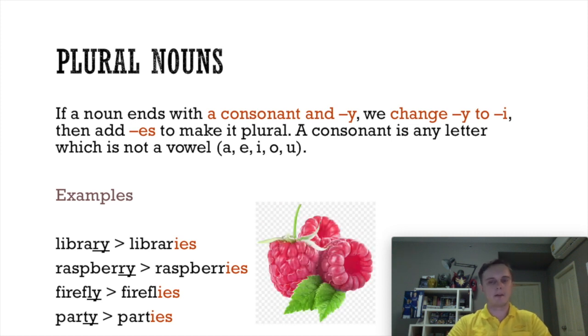Raspberry. Raspberry is a fruit. And again, that word ends with RY. So again, we take away the Y, add I, then add ES. Raspberries.